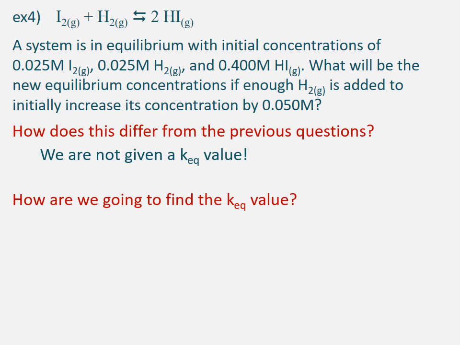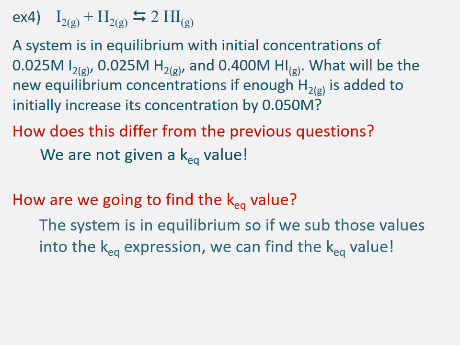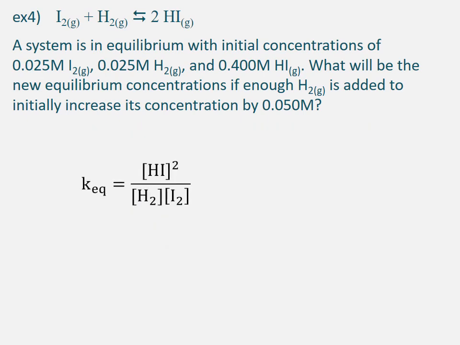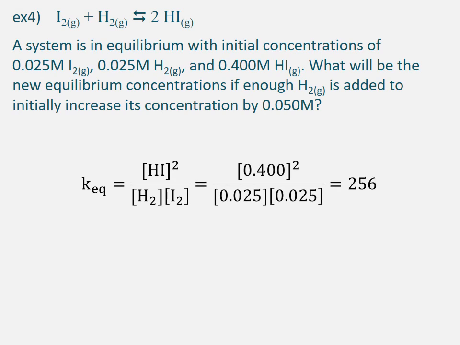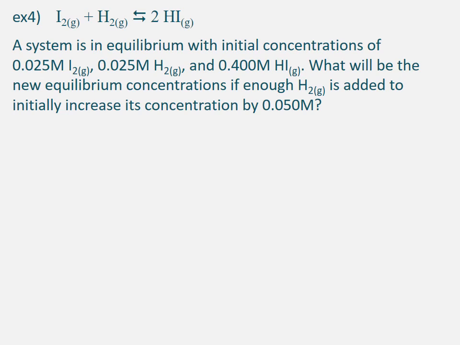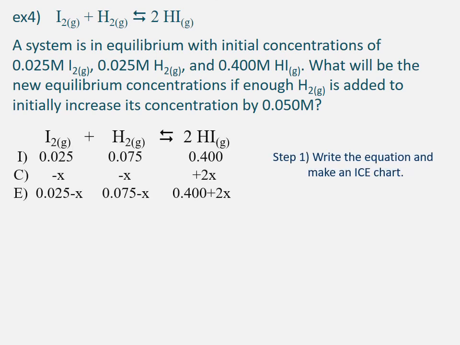Well, we're told the system is in equilibrium when the initial concentrations of I2 and H2 are both 0.025 molar and that the HI concentration is 0.400 molar. So the system is in equilibrium. So if we sub those values into the KQ expression, we can find the KQ value. So we take out the KQ expression, we substitute those numbers in, and we wind up with a Keq for this reaction of 256. So now let's write the equation and make the ICE chart.